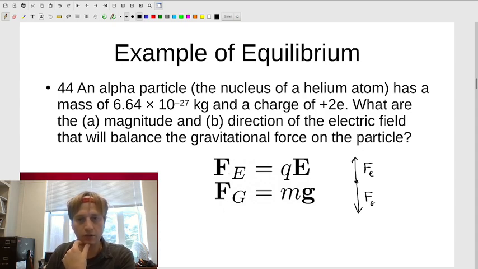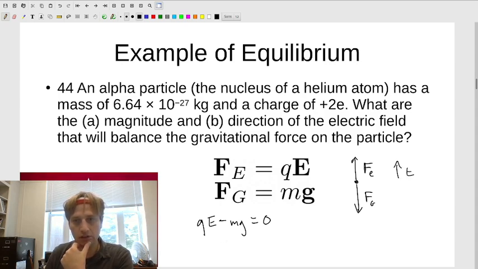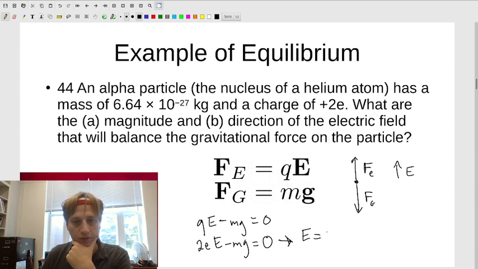Well, if your Fe equals your Fg, your electrical force equals your gravitational force, then you have to have QE minus mg equals 0. So your E has to be pointing up in this case. E is pointing up because the Q is positive, positively charged. It's the nucleus. And so what we would have here is 2 little e times E minus mg equals 0. And then you can solve that by putting in your numbers. So your E magnitude would be just mg over 2e.